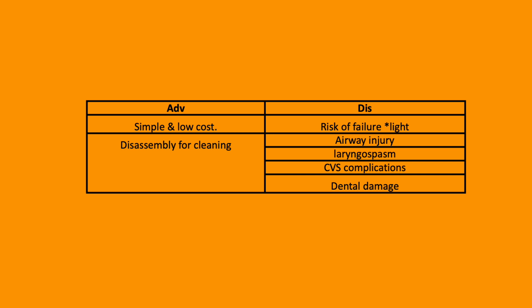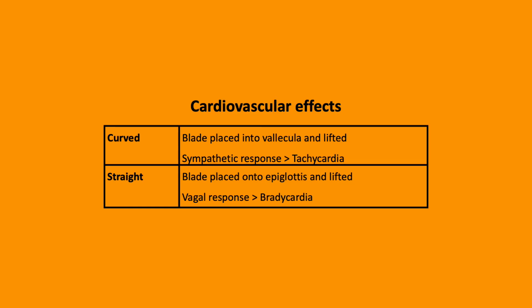Depending on the type of laryngoscope, there's a range of cardiovascular complications which can occur. Insertion of a curved blade into the vallecula mediates a sympathetic response and therefore tachycardia and hypertension. Conversely, a straight blade is placed onto the epiglottis and lifted, and this can result in a vagal response resulting in bradycardia and hypotension.